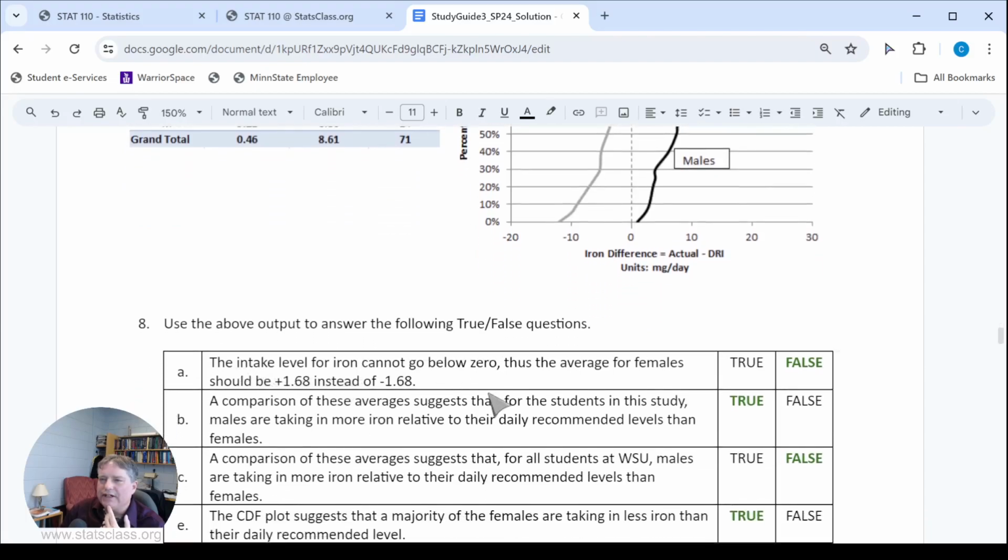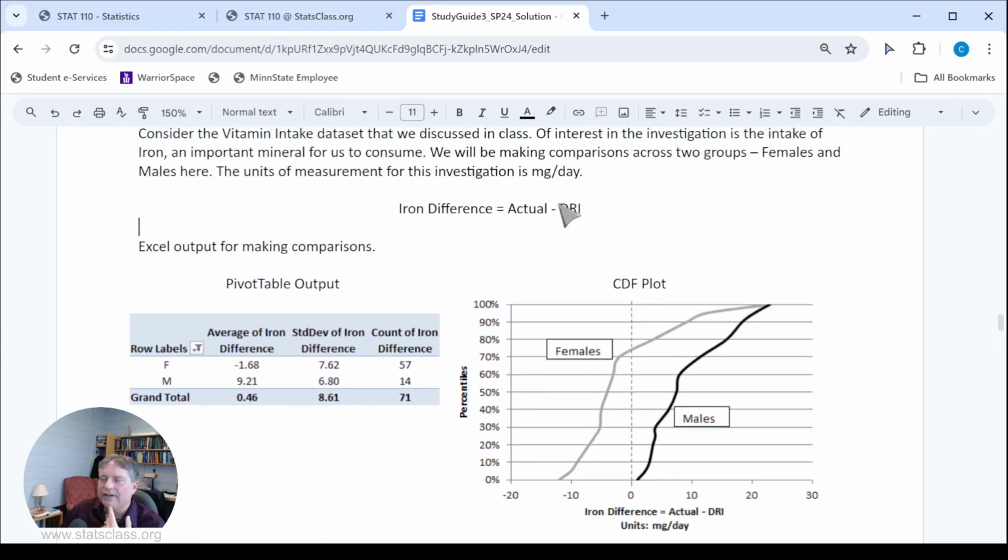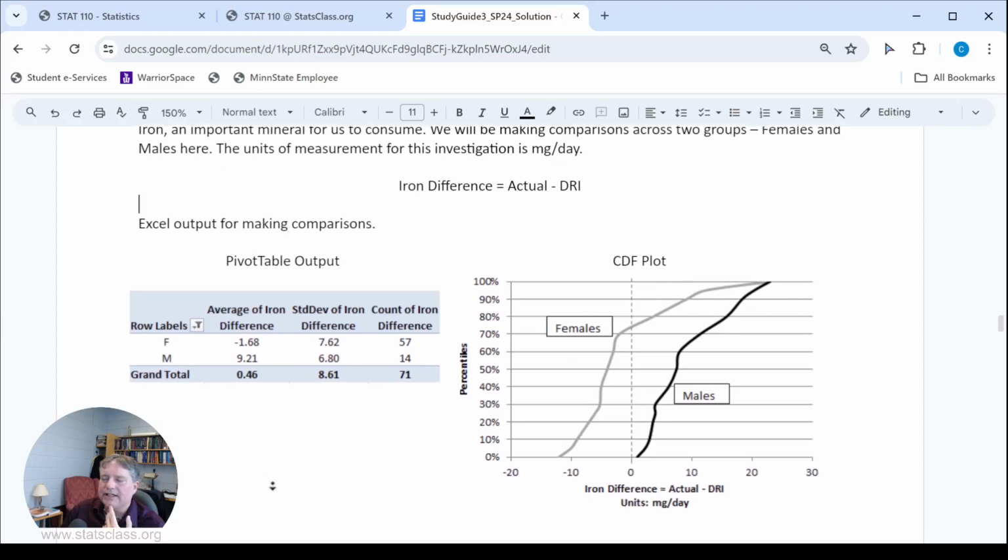The intake for iron cannot go below 0. Thus, the average for females should be positive instead of negative. That is false, because what I'm looking at is how much they're undereating or overeating on the iron. So I can have a negative here. That is fine. We're not looking at the actual iron intake, but we're looking at actual minus DRI. And if that's negative, that means women are not getting enough iron.